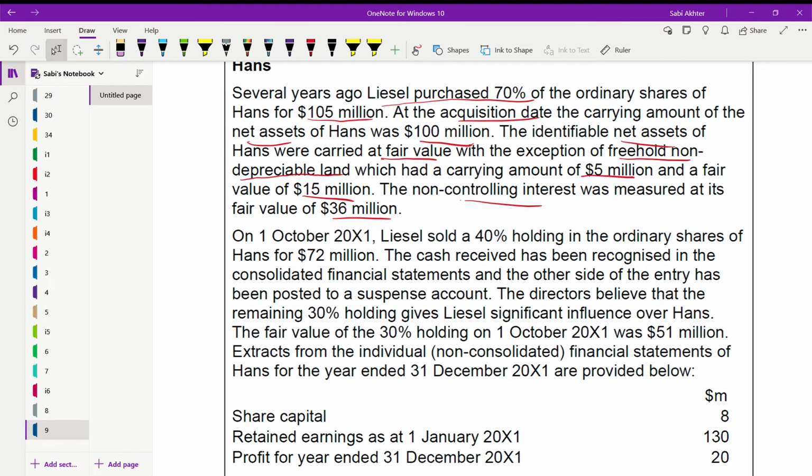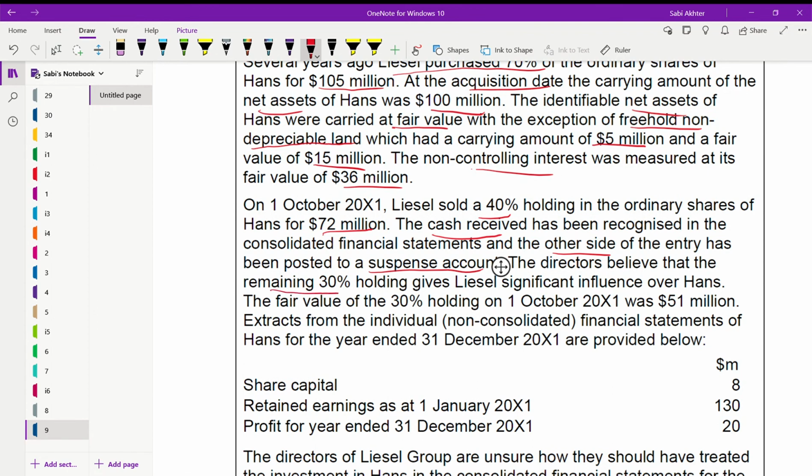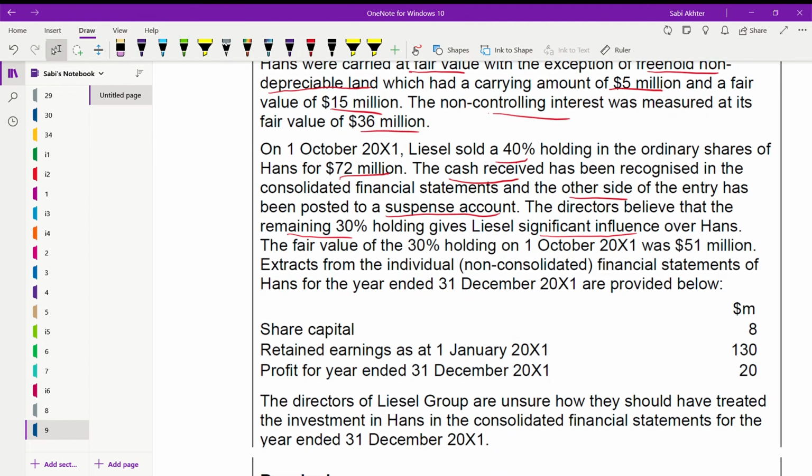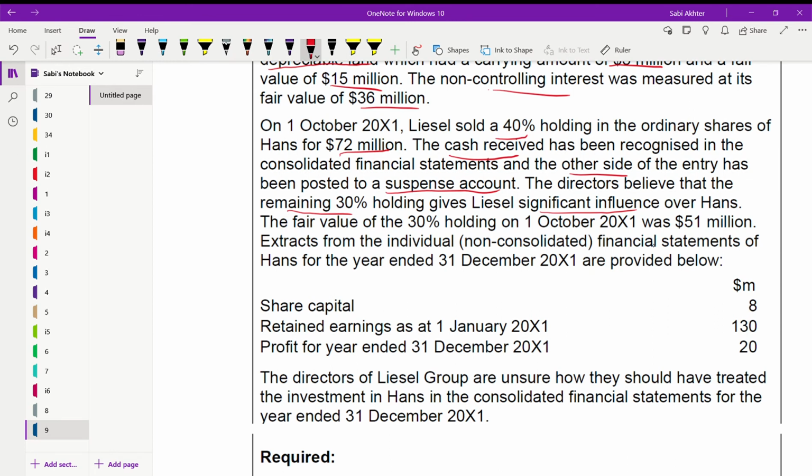On 1st of October 2001, he sold 40%. That means from 70, 40% he has sold for 72. Cash receipt has been recognized, but on the other side, it has been posted to the suspense account. And what about the remaining 30%? They believe this gives a significant influence. That means it's an associate. Even if they don't write significant influence, default position is you have to assume it's an associate. Okay. So the fair value of 30% holding is 51 million.